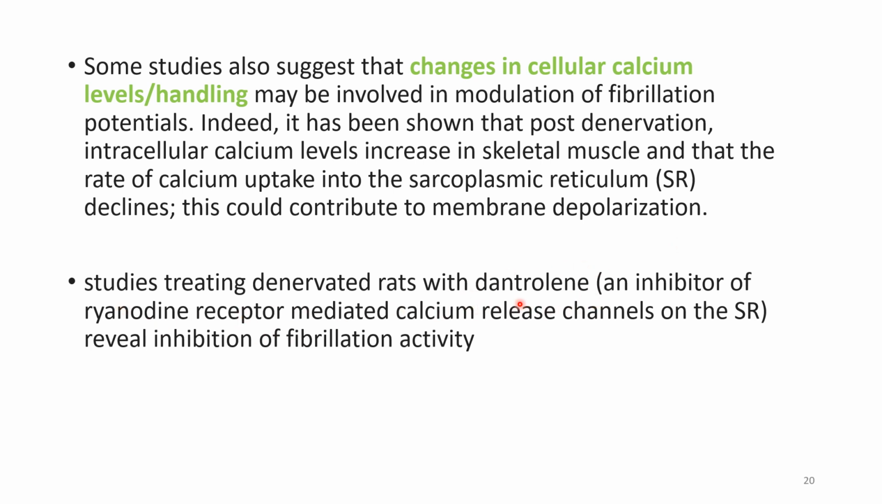What is this dantrolene? This is the inhibitor of the ryanodine receptor mediated calcium release from the sarcoplasmic reticulum. It reveals inhibition of the fibrillation activity. So, if you use dantrolene, there is a decrease in the fibrillation activity. So, what can you confirm? The calcium is coming from the sarcoplasmic reticulum into the sarcoplasm and causing fibrillations.